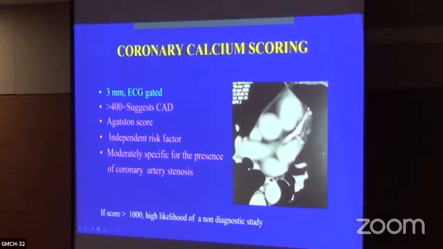If you see a dense plaque like this, even if the score is, say, 100 or 150, and you think that you cannot report the underlying vessel beneath this plaque, then abandon the procedure. Otherwise, usually with more than 400, you will end up having problems in reporting. And if the score is more than 1,000, I suggest you will end up with a non-diagnostic study and you do not do the contrast injection.